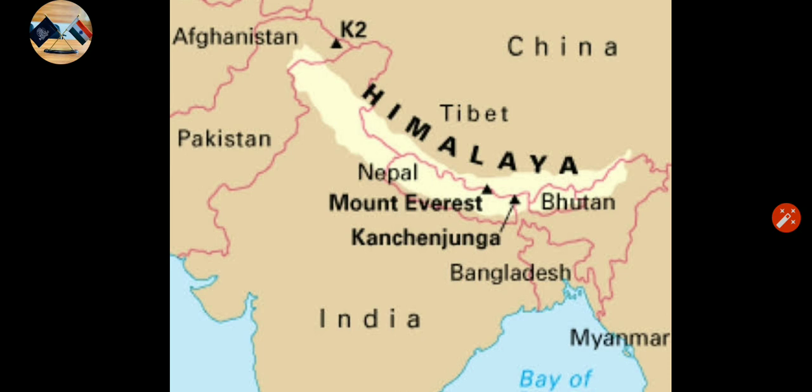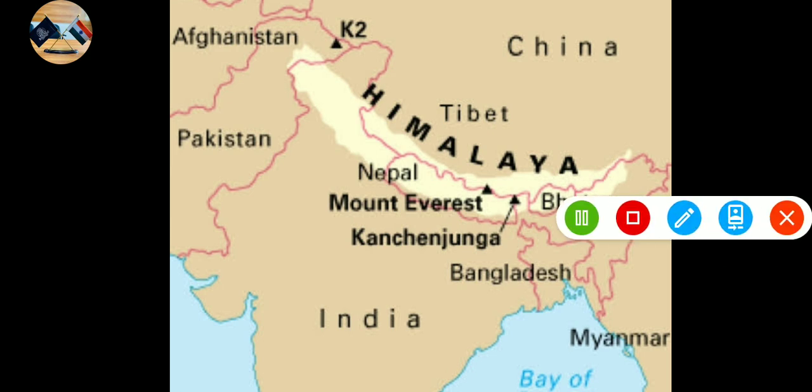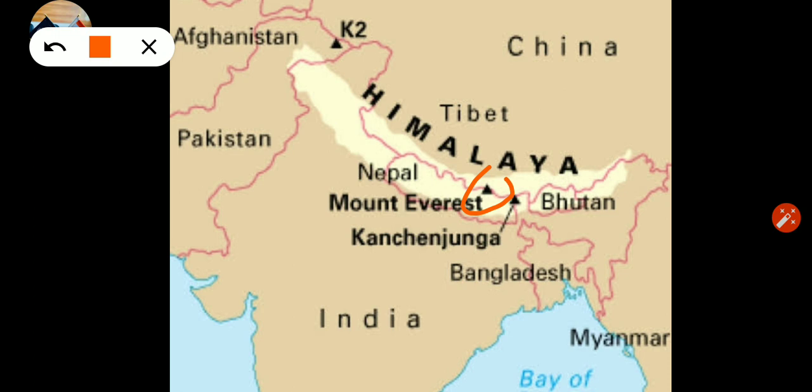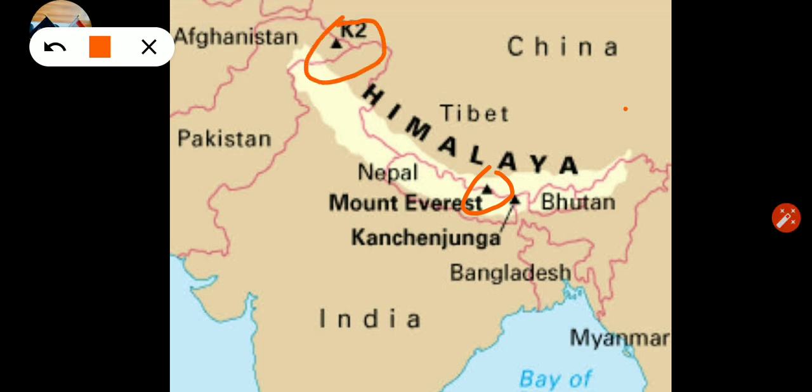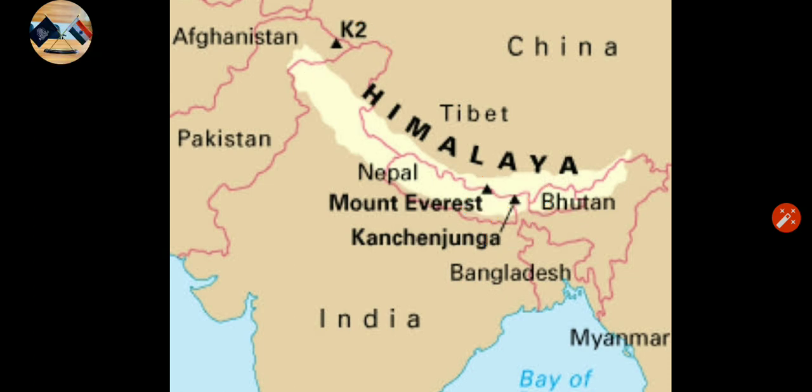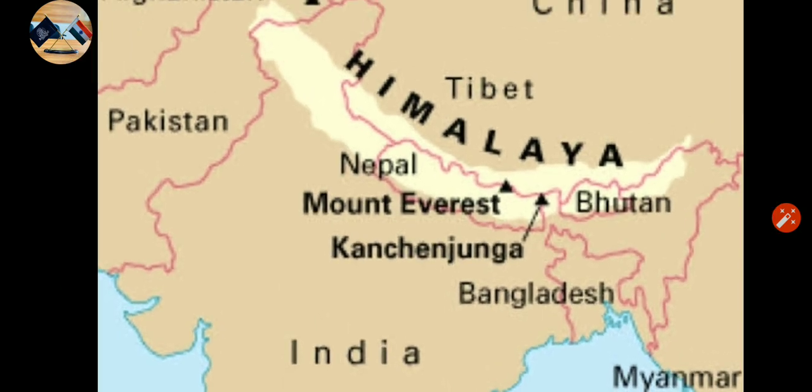Yeah, here we go. We have a beautiful map of this. Here we can explain everything in detail. That is Mount Everest. They have marked this one here. Mount Everest comes here, and we have K2. Then we have Kanchenjunga. So these three mountains are very important because the highest mountain in the world is Mount Everest. That comes in Nepal, and when it comes to the second highest mountain, that is K2.